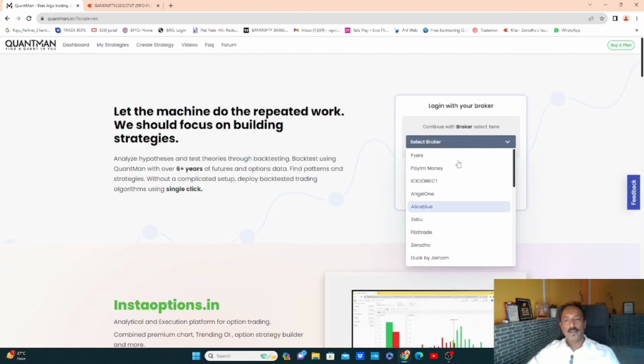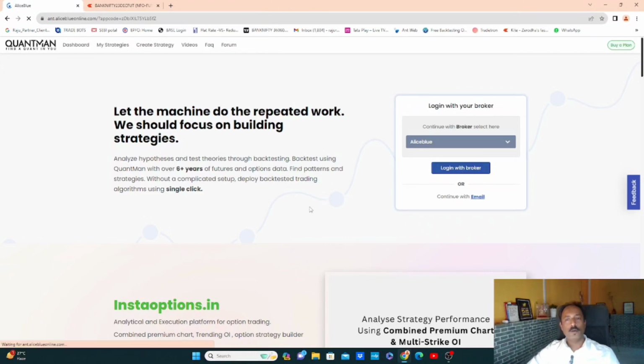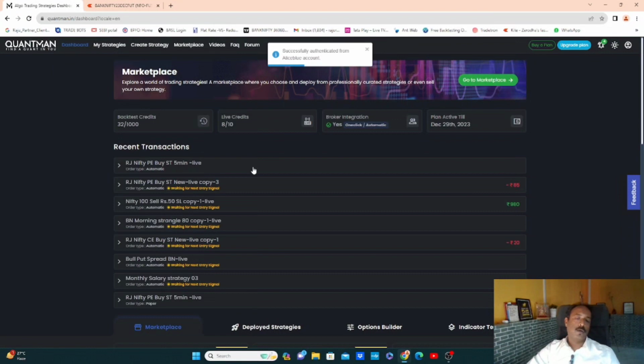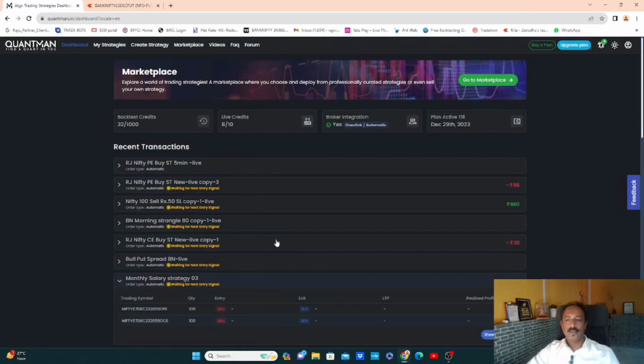Right? So mine is LS Blue. If I log in, that's it. Immediately it will log in automatically, and all these strategies, whatever I have deployed, will be waiting for the next entry signal. So there are selling strategies as well.